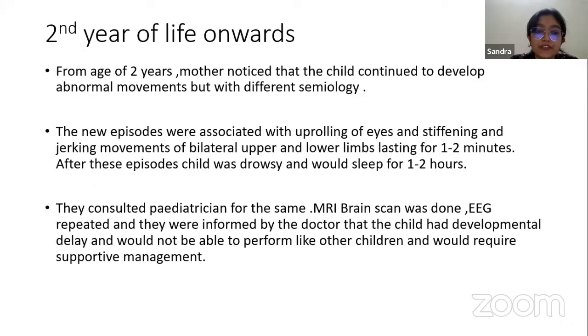Second year of life onwards, from the age of 2 years, the mother noticed that the child continued to develop abnormal movements, but with a different semiology. The new episodes were associated with uprolling of eyes and stiffening and jerking movements of bilateral upper and lower limbs, lasting for 1 to 2 minutes. After these episodes, the child was drowsy and would sleep for 1 to 2 hours. They consulted a pediatrician for the same. MRI brain was done, EEG repeated, and they were informed by the doctor that the child had developmental delay and would not be able to perform like other children and would require supportive management.